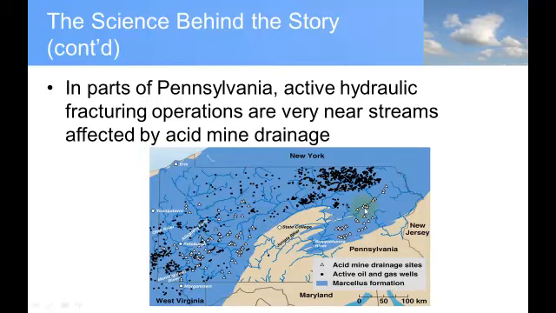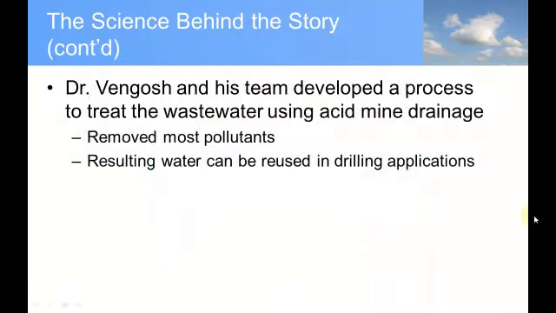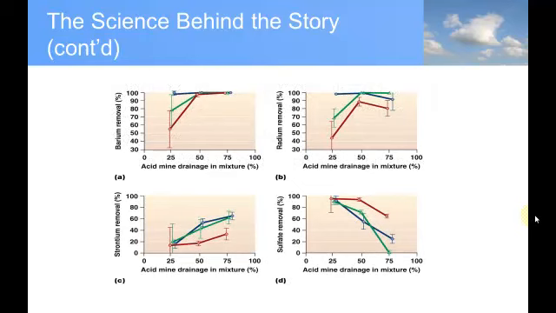So could the mine drainage problem be used to mitigate the fracking water problem? Well, some research has been going on. Dr. Van Gosh and his team have developed a process to treat the fracking wastewater using the water from acid mine drainage to remove the pollutants and purify the water. So maybe this could solve two problems with one stone. There's some promising research behind that, and you can read in more detail about that in your text.